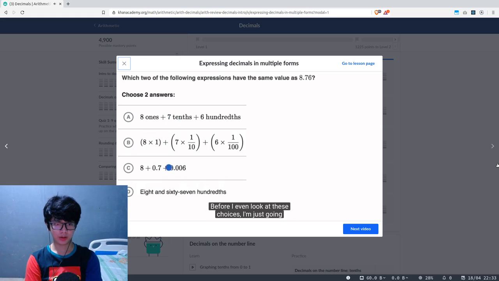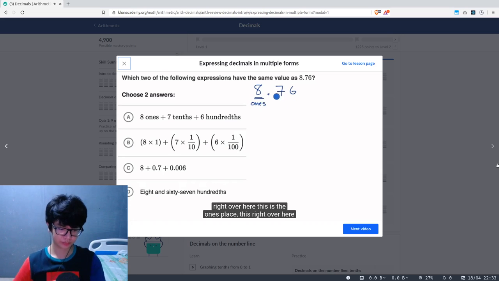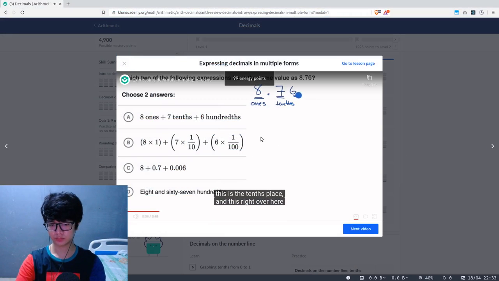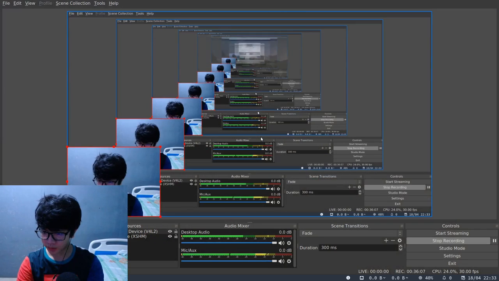Before I even look at these choices, I'm just going to really understand what this number represents. Let me just rewrite it. So we have 8.76. There's a couple of ways that we could think about it. We can look at our place values. This right over here is the ones place. This is the tenths place.